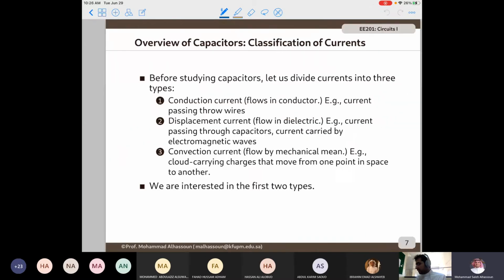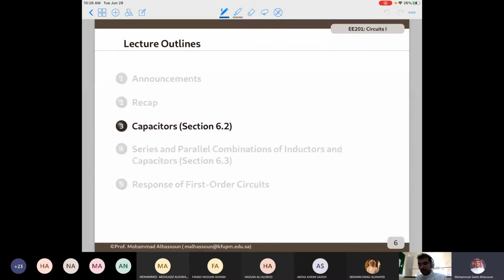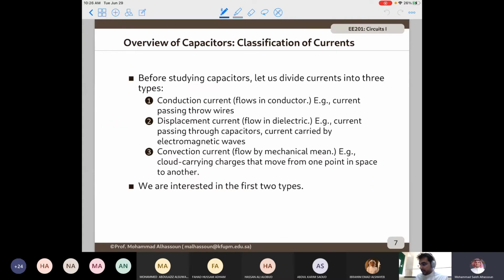In this lecture, we're going to talk about another passive circuit element. It's also a circuit element that stores energy, but it doesn't store magnetic energy; it stores electric energy. But before studying capacitors, let's classify currents. We've been using the word current since the beginning of this course, and as a matter of fact, we're referring to one type of current here. All the currents that we discussed are a single type of current.